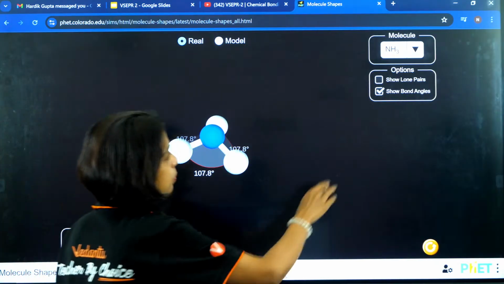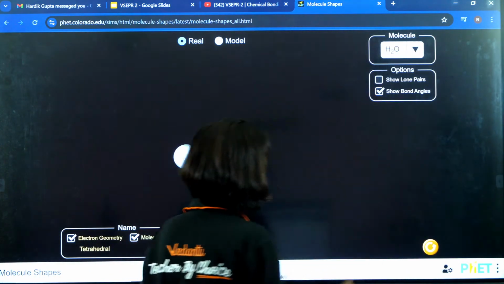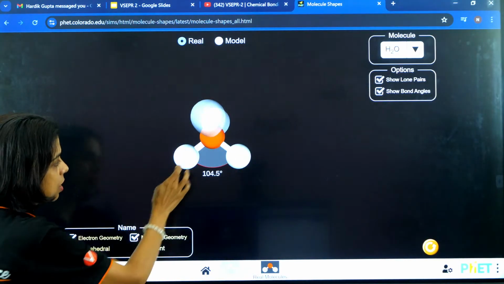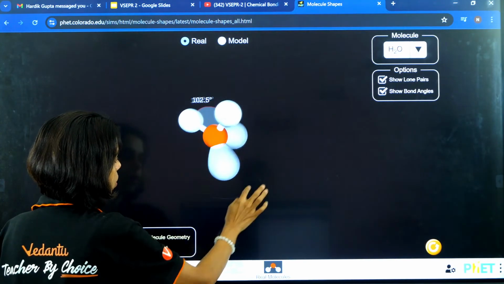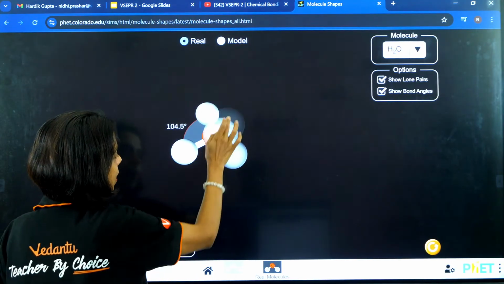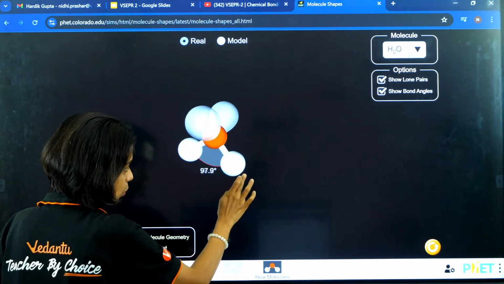Right? Now let me show you H2O. Where is H2O? So H2O, water. It has 2 lone pairs and 2 bond pairs. So this is the water molecule, guys. 2 bond pairs and 2 lone pairs. So your oxygen has 2 electron pairs that are not participating in bonding. 2 are participating in bonding, guys. Right? You can see.